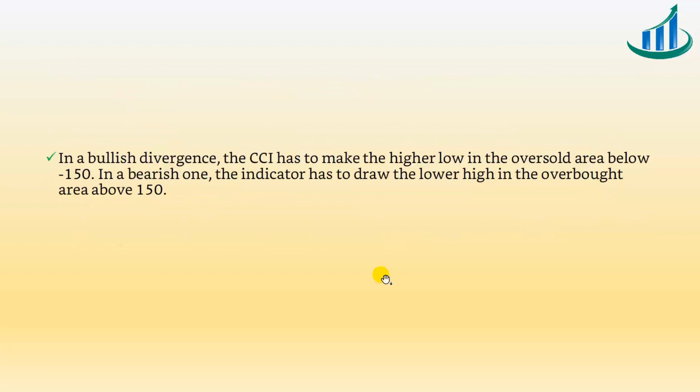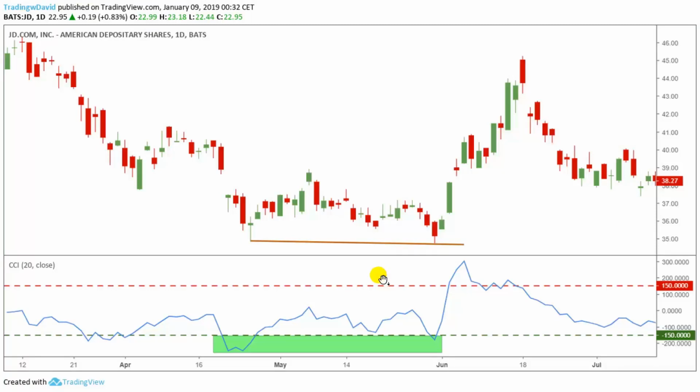In a bullish divergence, the commodity channel index has to make the higher low in the oversold area below minus 150. In a bearish one, the indicator has to draw the lower high in the overbought area above 150. You can see that with a bullish divergence on the JD.com daily chart, with the lower low of the commodity channel index below the level of minus 150.